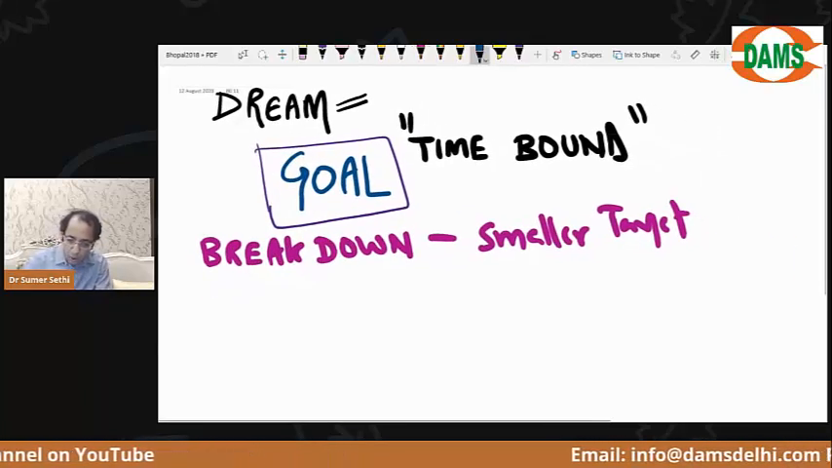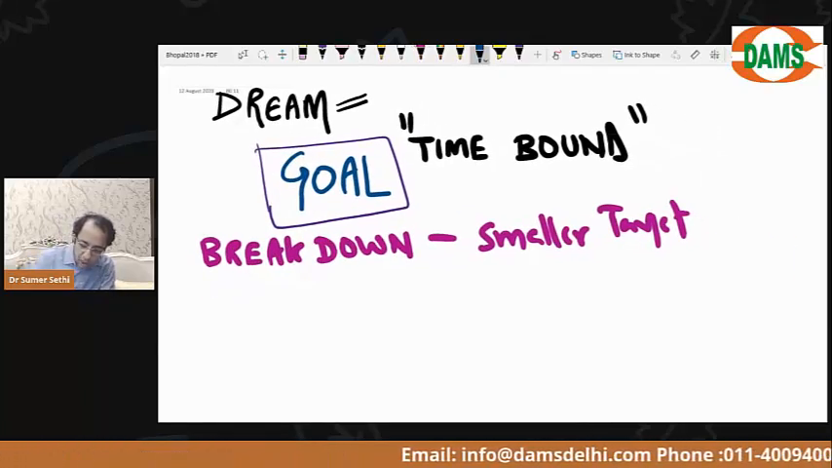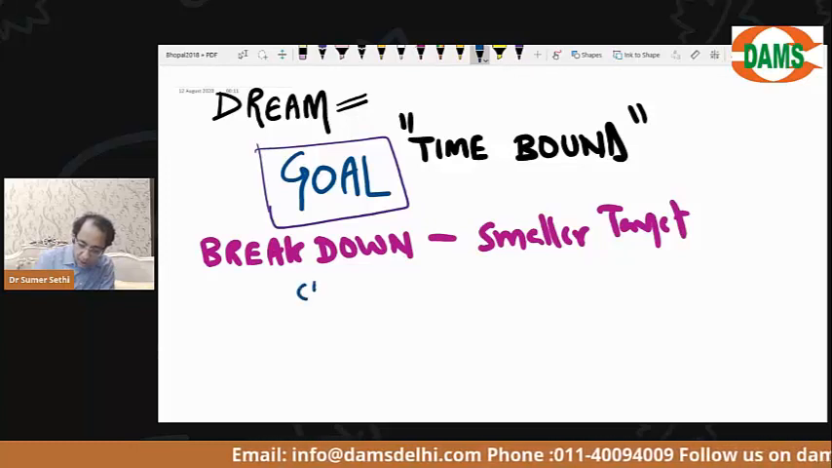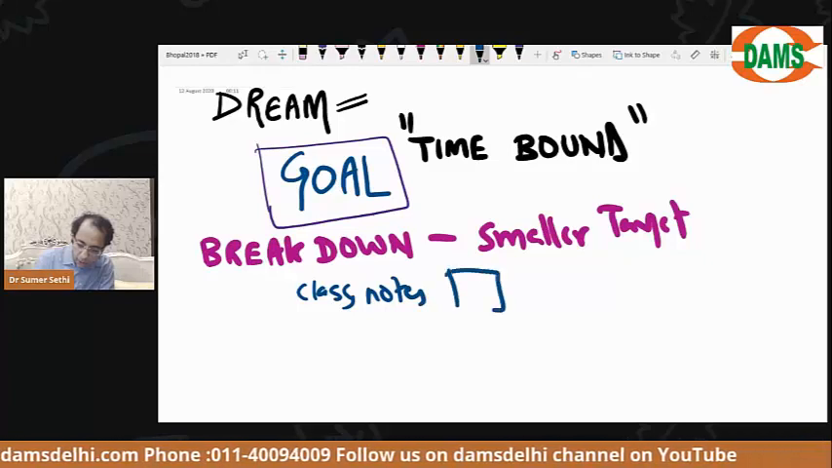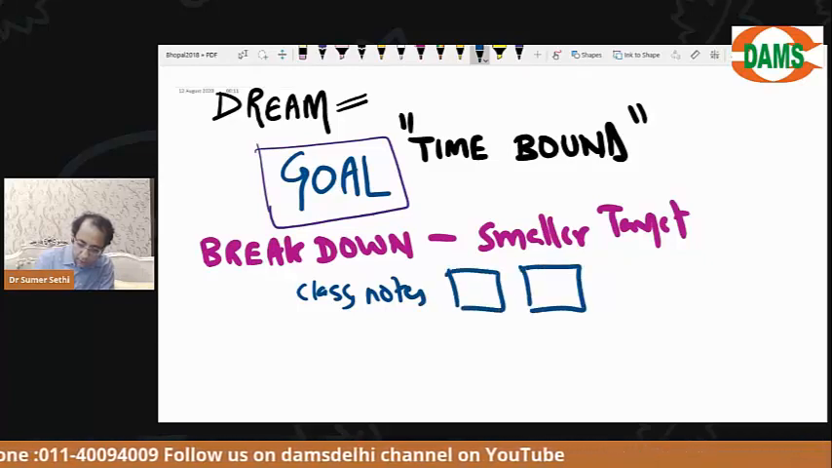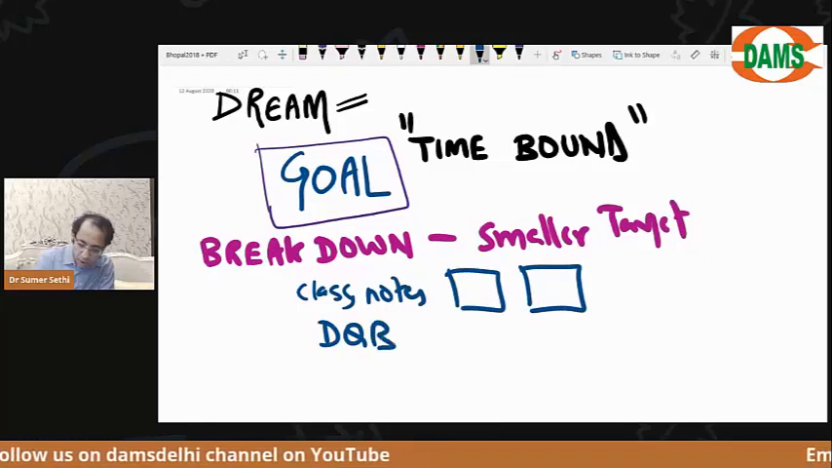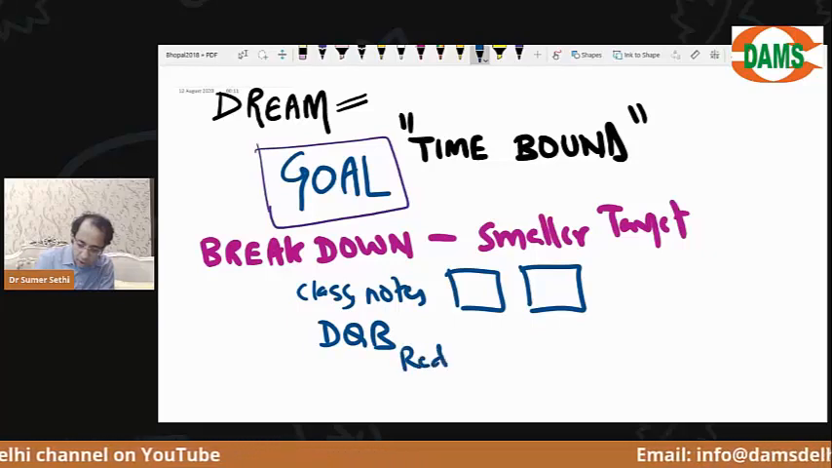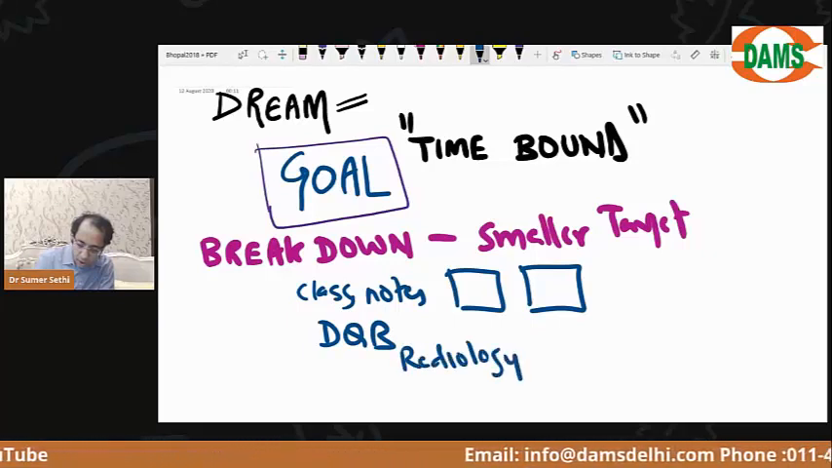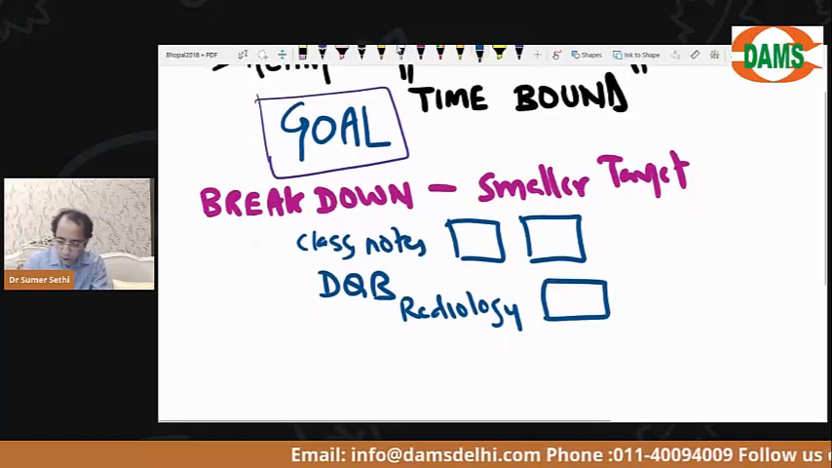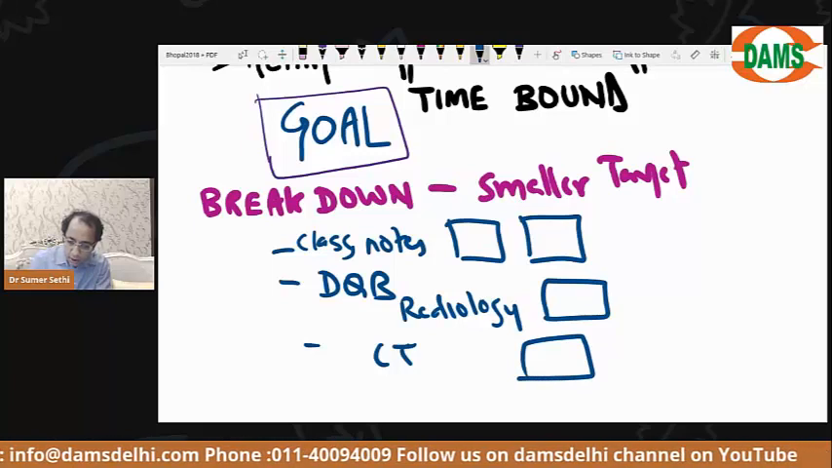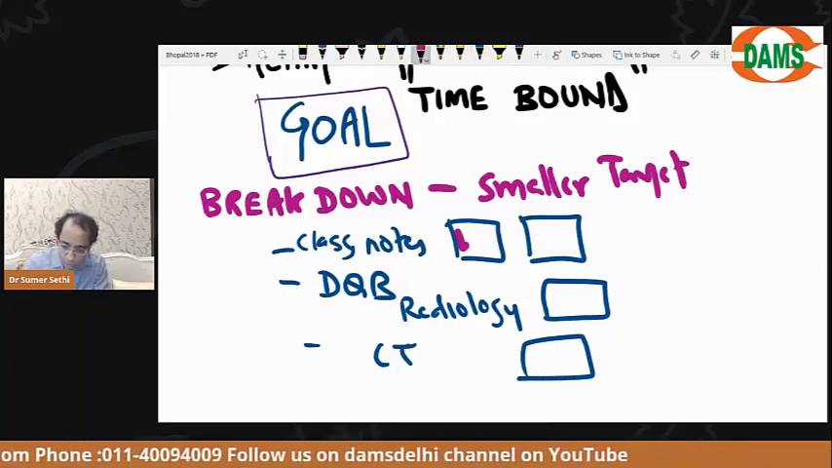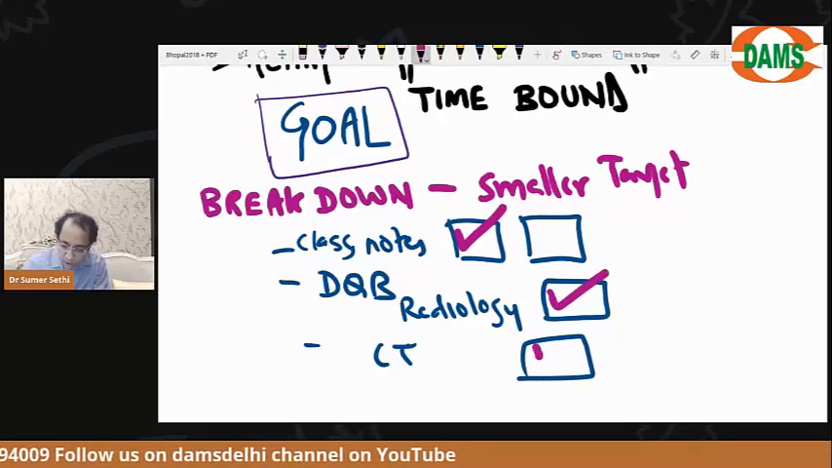And in your room, you need to have a checklist like this. Class notes, पढ़ लिए, एक बार और पढ़ लिए. DQB, रेडियोलॉजी का कर लिया. Okay, like this. Class test दे दिया. And whatever you keep doing, you will put a check mark there.